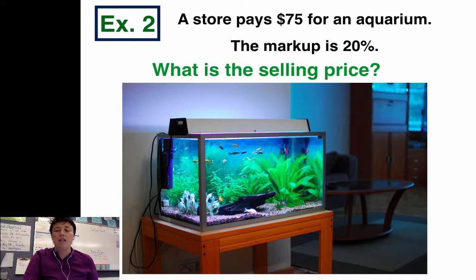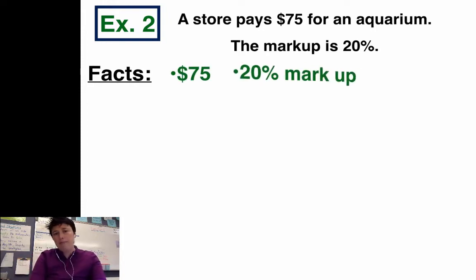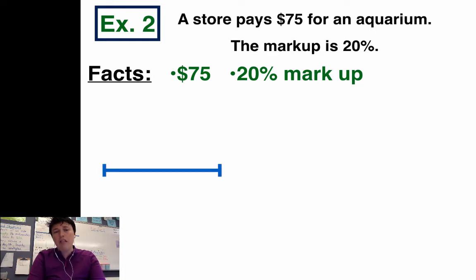Okay, so we're going to set up our facts and our double number line. So the facts are pretty straightforward. It's $75 for the aquarium, but the store is going to mark it up 20% so they can make some money. So our number line goes 0 to 100% and $0 to $75. But we're not paying 75. We got to mark up the number line.